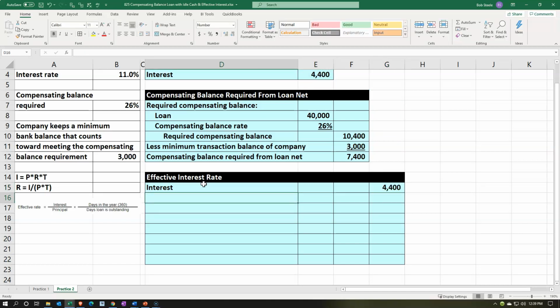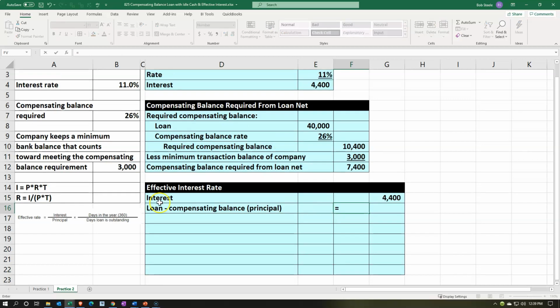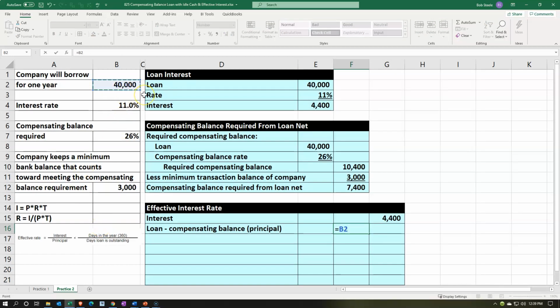And then the loan minus the compensating balance, which we can call the principal, but it's a little bit tricky, a little bit confusing. So this is going to be, well, the loan was $40,000, and then we have to take out the compensating balance of the $7,400. That's going to be the $32,600. I'm down here on P.